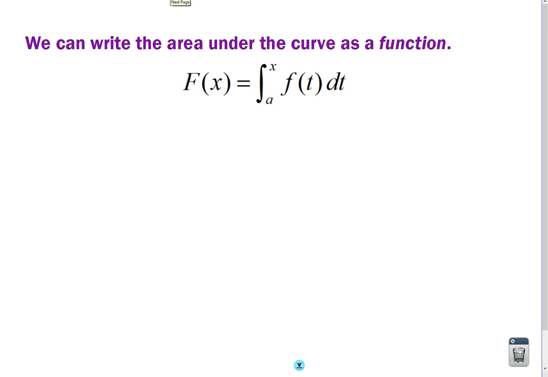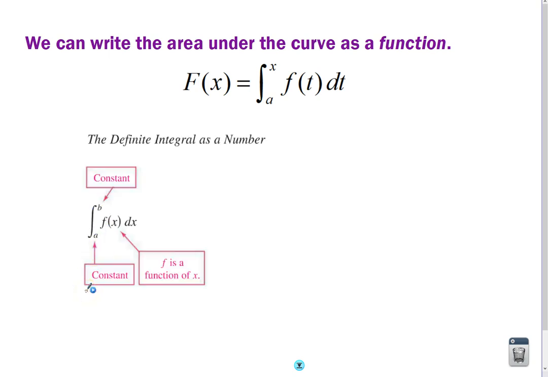Let's think of area under the curve. Instead of just thinking of it as a value, let's think of it as a function. So notice here, I rewrote capital F of x as equal to the integral from a to x of f of t dt. What we're saying is that I know my initial value where I start my integral, but I don't know where to stop, because basically my area is going to accumulate.